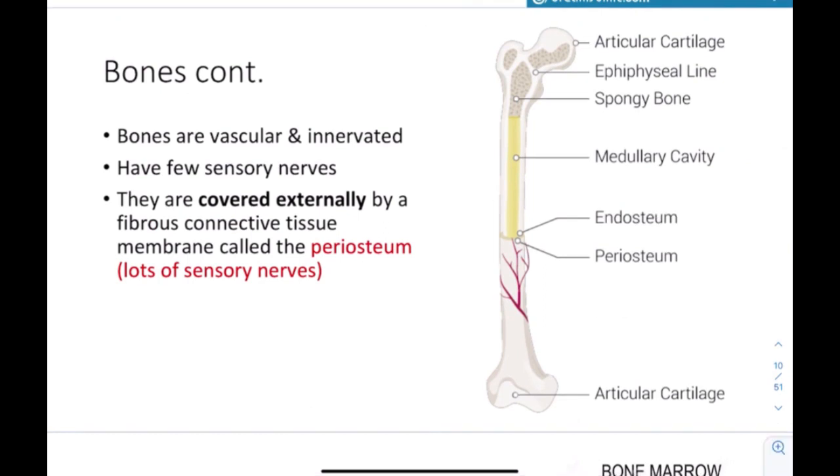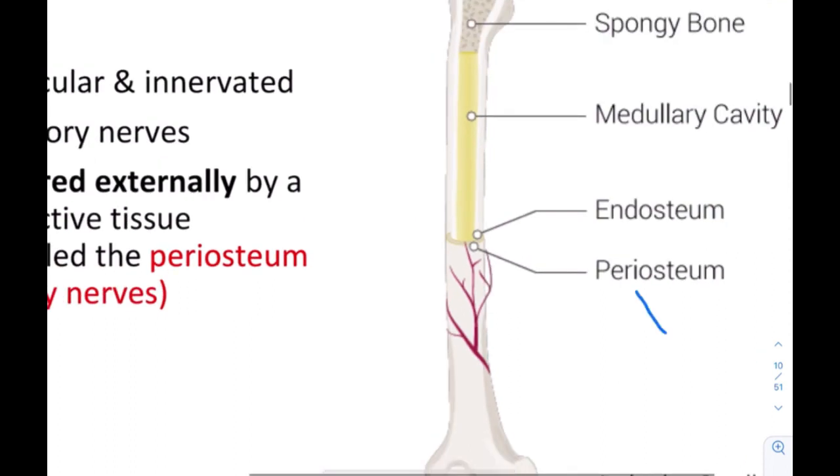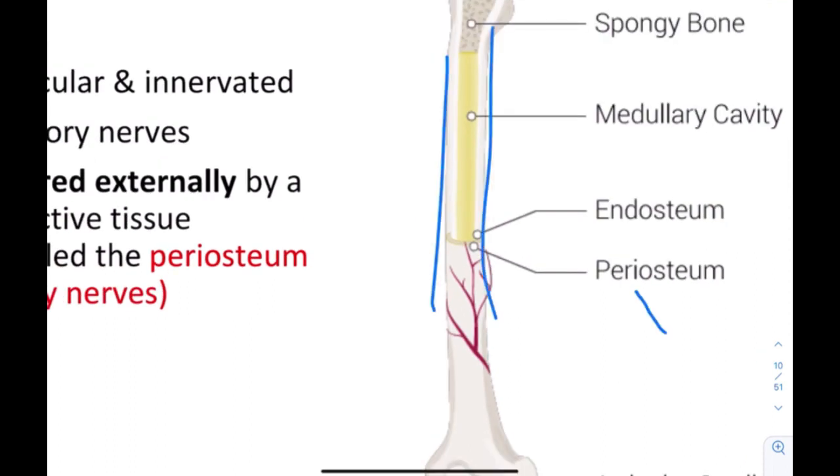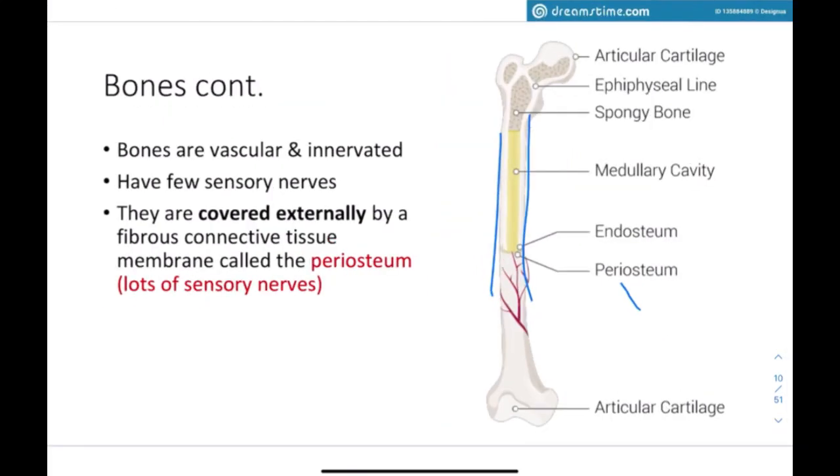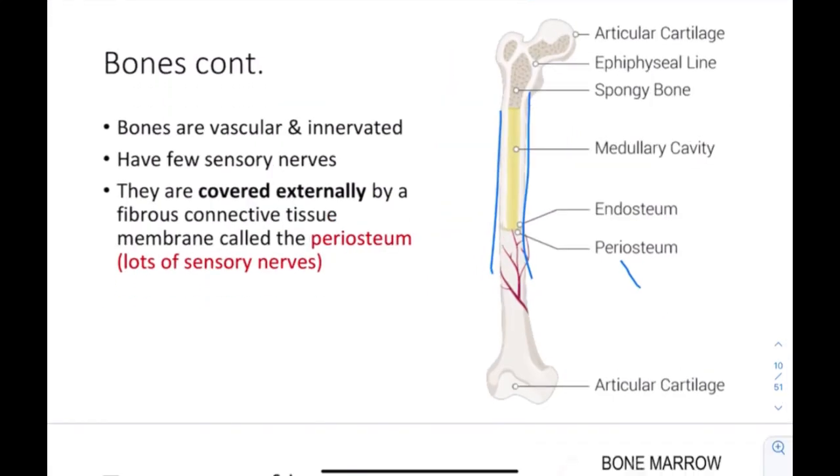So the bones are also very important for producing your blood, basically. Okay, so bones, like I said, are vascular and innervated, of course, which is opposite to cartilage, which is avascular. They have few sensory nerves. However, they are covered by an external membrane. So here's a bone. They're covered by an external membrane called the periosteum. The periosteum has a lot of sensory nerves, and it's sensitive to damage. Like I said, they're covered externally by a fibrous connective tissue membrane called the periosteum, and we'll talk about it later as well.